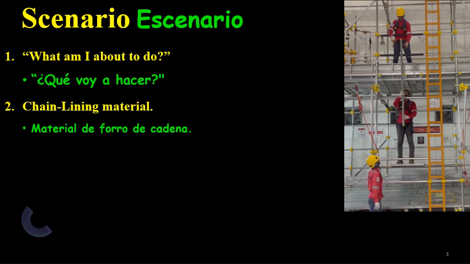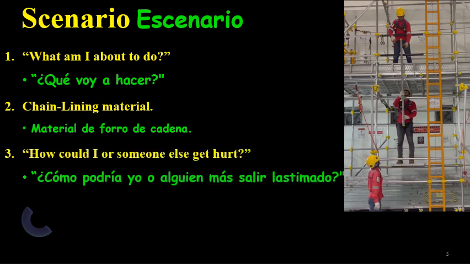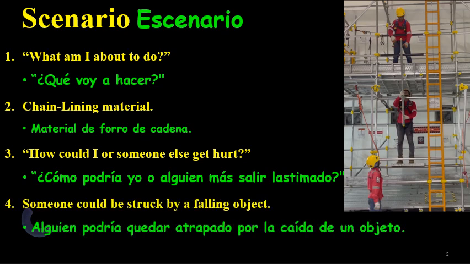Today we'll be working through a usual scenario. The question starts with, what am I about to do? We will be chain lining material. Next, ask yourself, how could I or someone else get hurt? In this example, we will be examining how someone could be struck by a falling object and the mitigations we can perform.